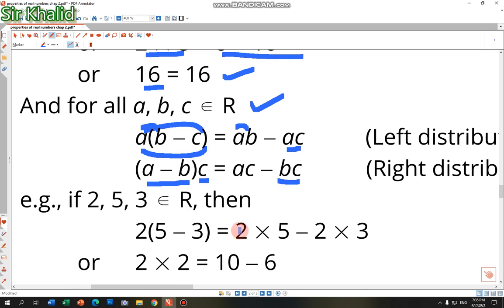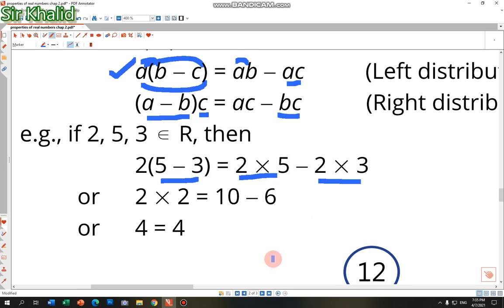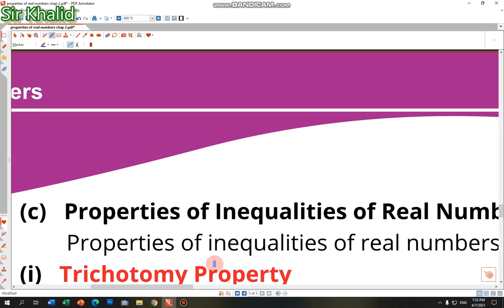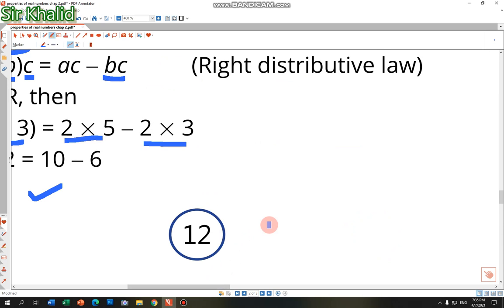In this case, if 2, 5, 3 belong to the real numbers, then putting these values in the formula for the left distributive law, 5 minus 3 is equal to 2. First you have to solve the bracket. 2 2s are 4. On the other side, 2 5s are 10 and 2 3s are 6, and 10 minus 6 will give you 4. So these are the properties of real numbers under multiplication.